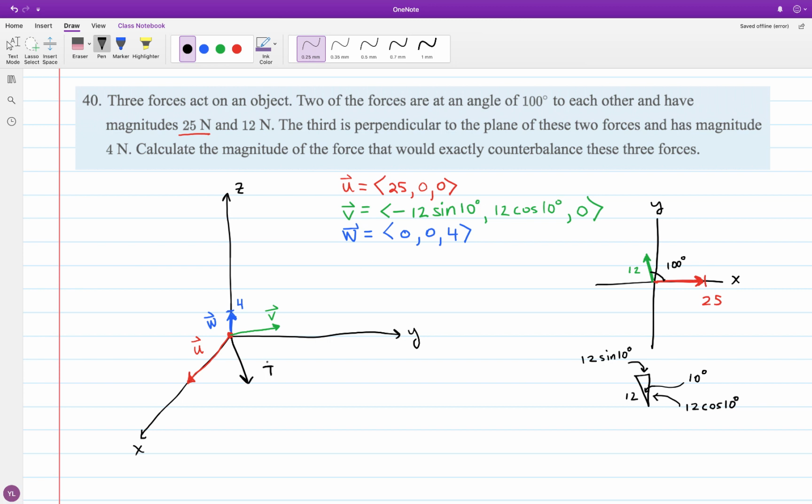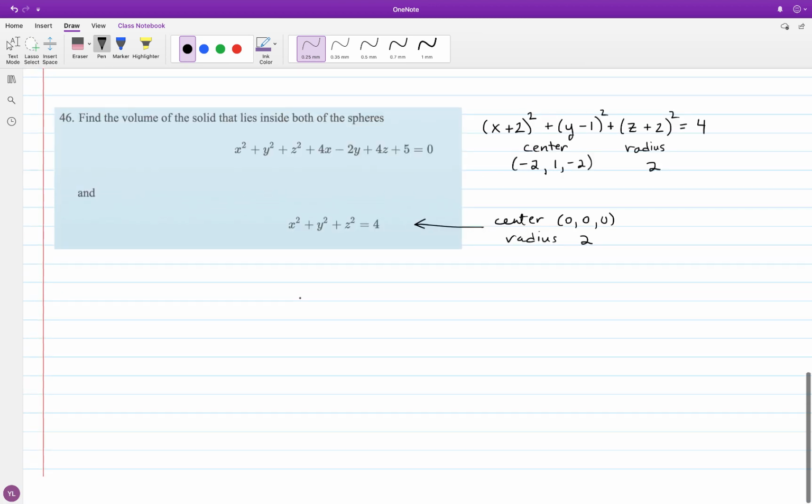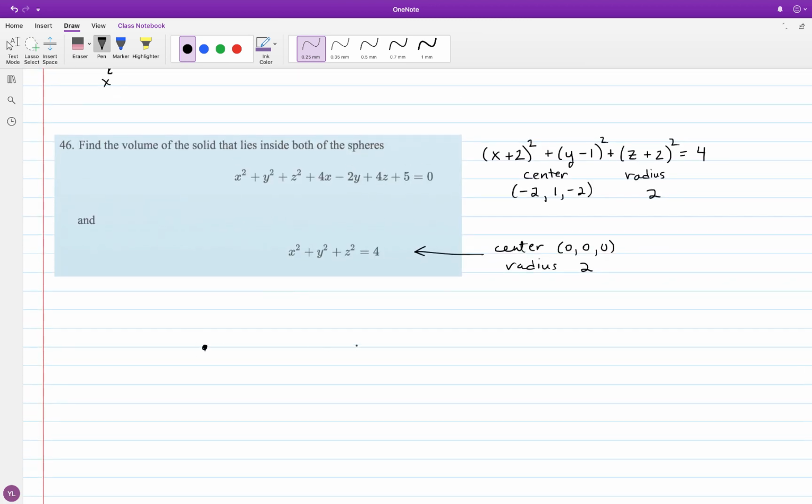So the same principle as last time. I want to find a counterbalancing vector. Really, I just need to figure out how long it is. So what I know is that U plus V plus W, plus this unknown vector T, should add up to the 0 vector. And with that, I understand that the magnitude of T should be the same as the magnitude of U plus V plus W. So go ahead and add U and V and W together and get the magnitude as the answer.